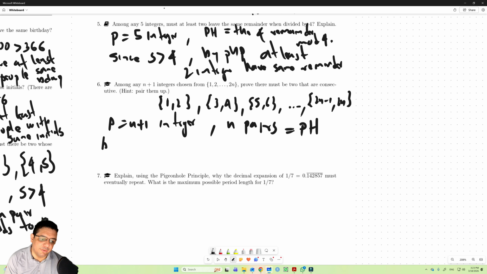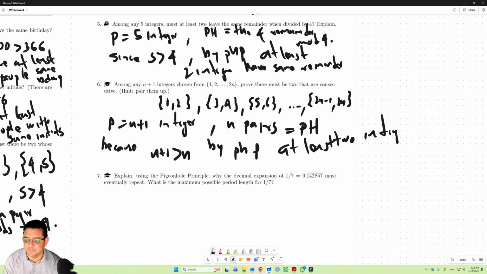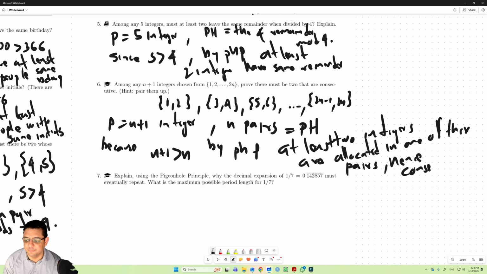And so because n plus 1 is bigger than n, by the pigeonhole principle, at least 2 integers are going to be allocated in one of these pairs. And so they're consecutive. Hence, consecutive. All right.